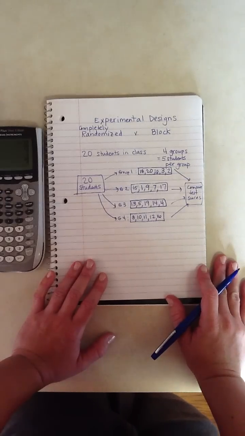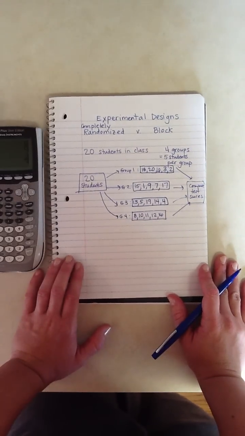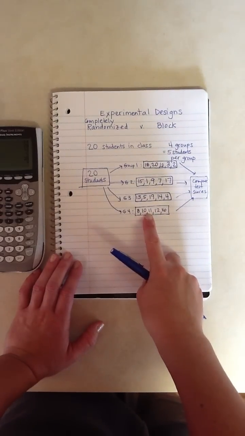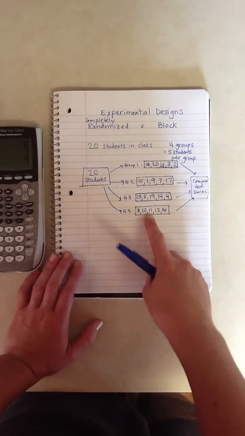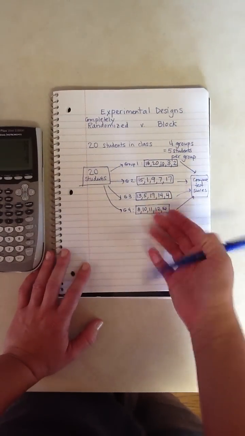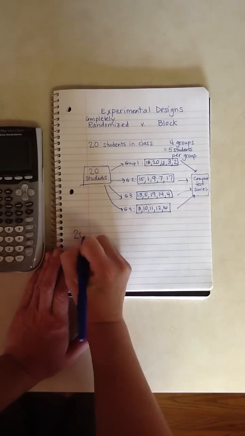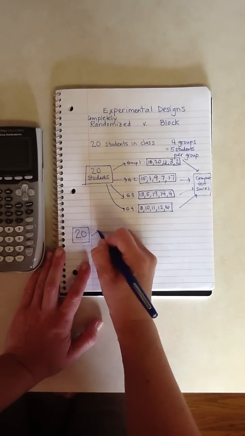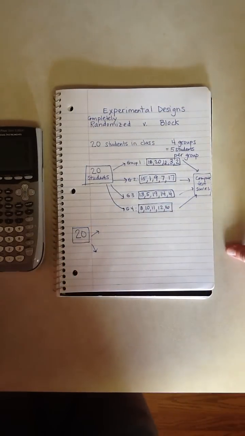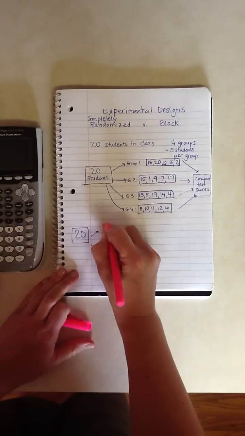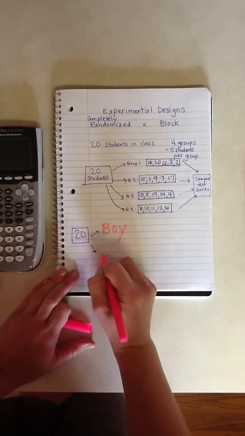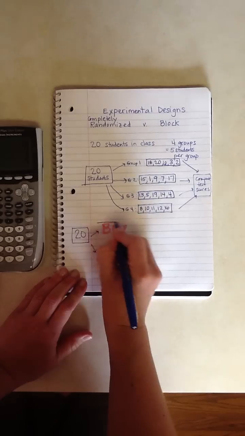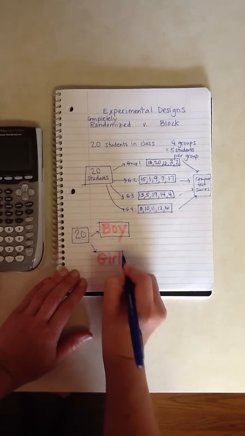Let's say though, I want to do a block design. Block designs are just a little bit different. You need to do one step prior to assigning your random numbers into their groups. So in this case, I'll start with my same 20 students, but I'm going to separate them out based on whether they are a boy or a girl. So I'm going to have a boy group and a girl group. All the boys will be split up here, girls here.